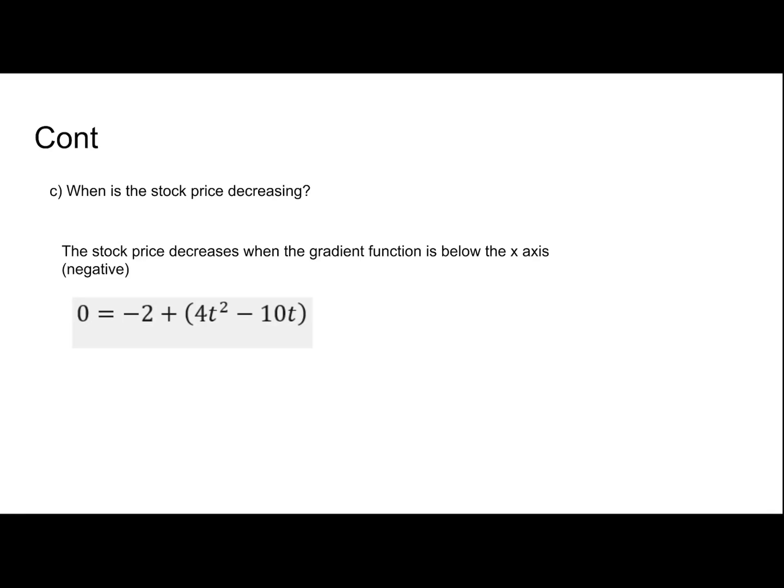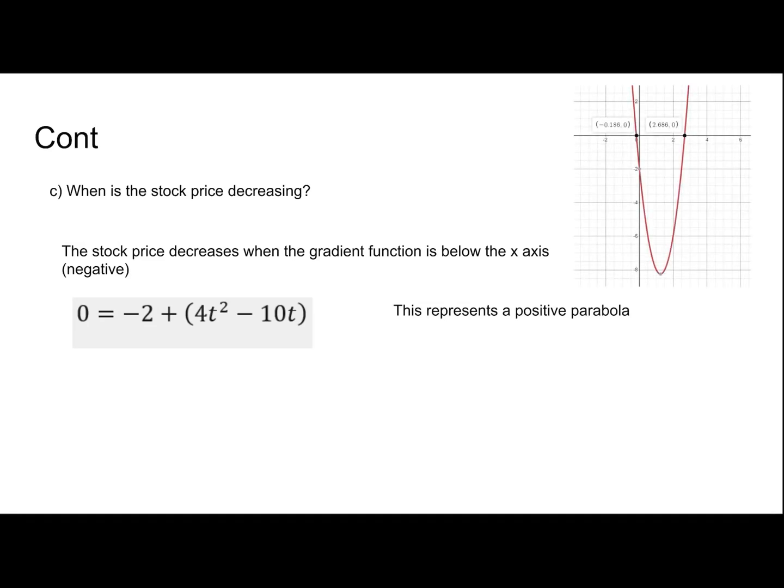Coming back to our simplified equation, so our quadratic here, when we solve for t, this represents a positive parabola. So we actually have this parabola right here. A positive parabola is a happy face. Remember, positive happy, negative sad. And if you draw a positive parabola and the x-intercepts, you'll see that it's below the x-axis when it's between the two intercepts. So when it's between the two intercepts, the gradient is less than 0, and it is decreasing.